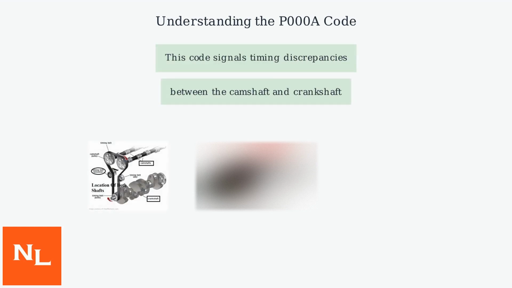This means the camshaft position isn't changing as quickly as the engine control module expects it to, leading to potential performance issues in internal combustion engine vehicles. Ultimately, the P000A code signals timing discrepancies between the camshaft and crankshaft positions, which can cause various drivability problems.